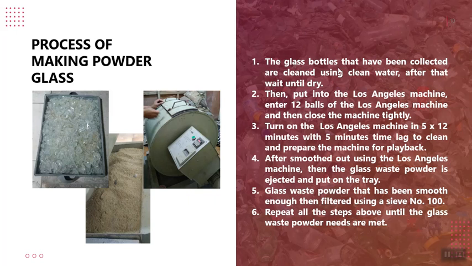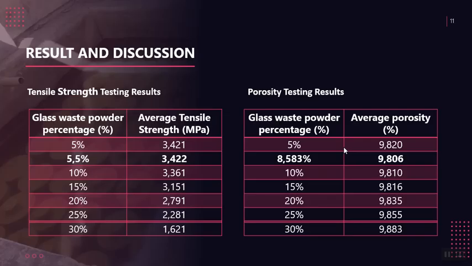And this is the process of making glass powder. The glass that has been collected is cleaned, then we wait until it is dry and put it into the Los Angeles machine. This is the machine. We run the Los Angeles machine for 20 minutes, 5 times. After it is ground using the Los Angeles machine, the glass-based powder is removed and put on a tray. Glass-based powder that is fine enough is then filtered using a number 100 sieve. Repeat all the steps above until the glass-based powder needs are met.